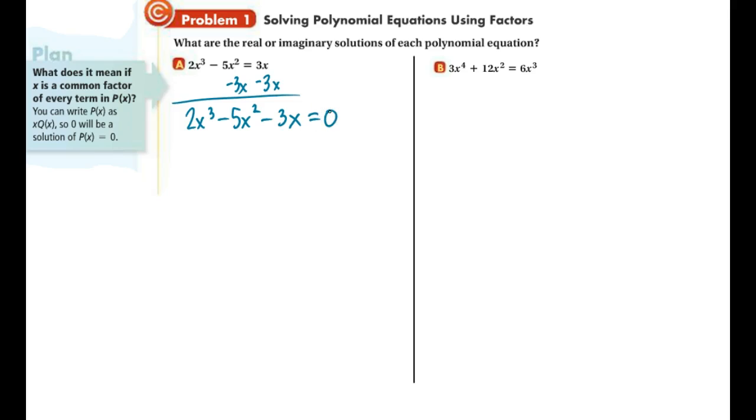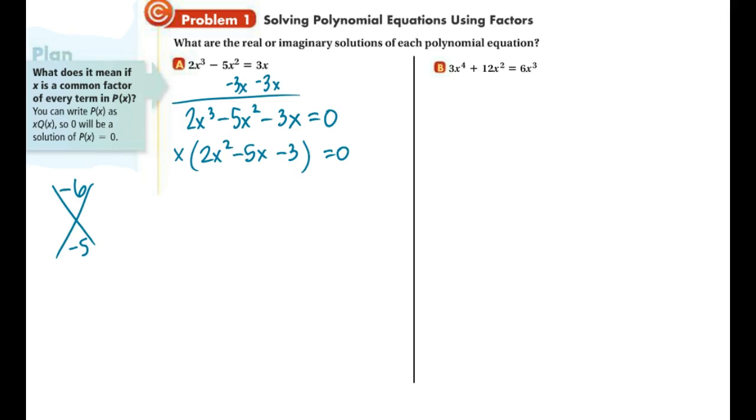Next, I notice that there is a GCF among all of the terms, and I notice that it is x. So as always, we factor out the x, or the GCF, in common. So then we get 2x squared minus 5x minus 3 equals 0. And we learned how to factor this expression inside the parentheses last chapter.